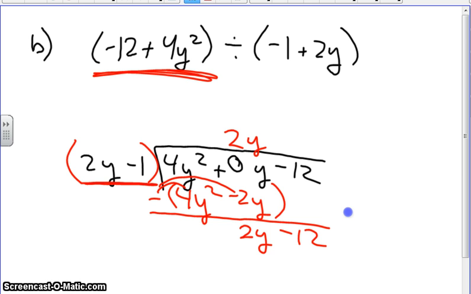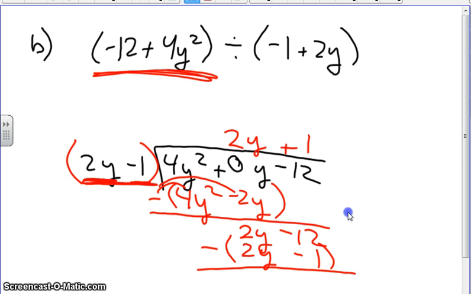And now what do we multiply 2y by to get to 2y? 1. So it's a positive 1, right? And now, again, we're going to multiply 2y times 1 and negative 1 times 1. Negative 1. And don't forget, subtract both of these terms. This is where a couple of you had issues with your negatives last night. We just saw in homework. You got to put these parentheses and subtract each, especially the second term here. When we have negative 12 minus a negative 1, we have negative 12 plus 1, which is negative 11.